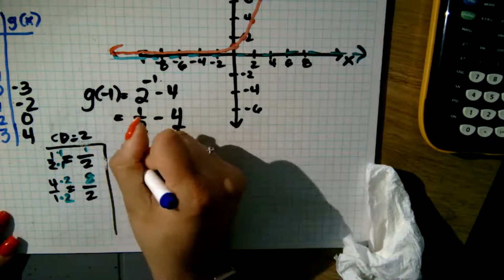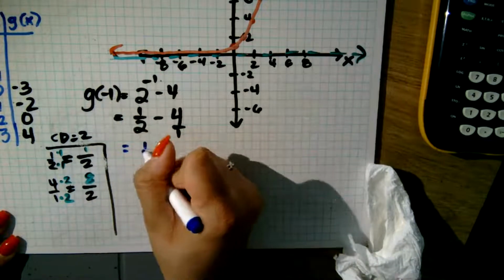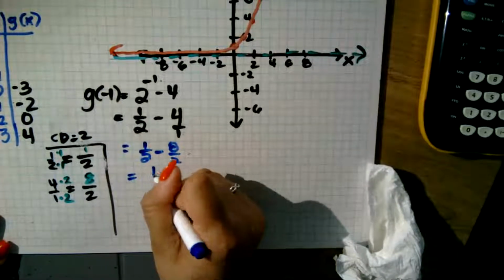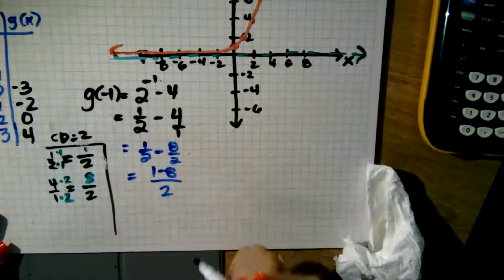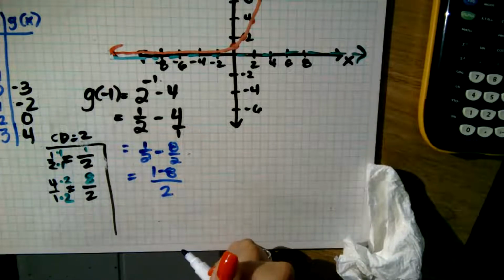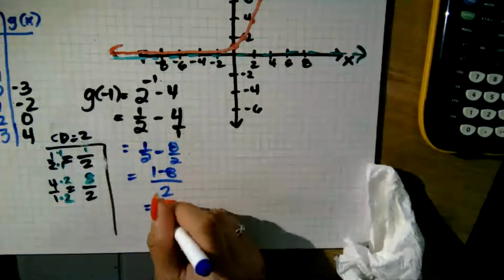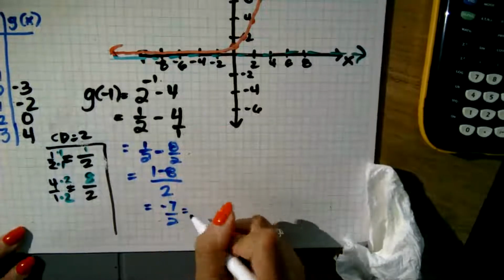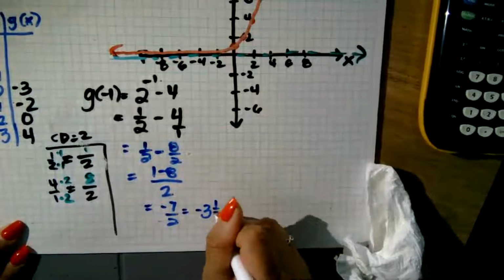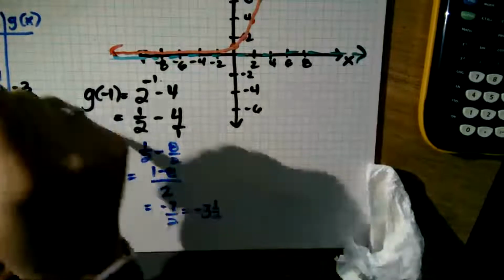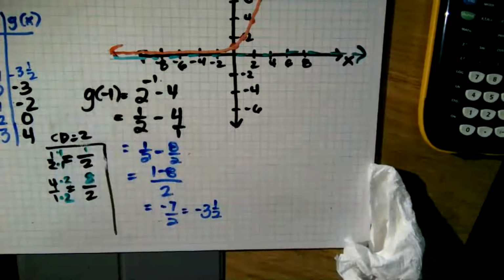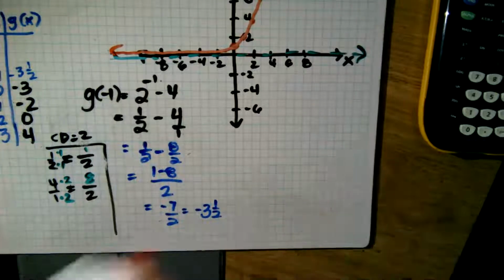So I now have 1/2 minus 8/2. What's 1 minus 8? That's now a numerator only analysis right there, because I now have a common denominator. And that gives me -7 over 2. -7 over 2 is the same as -3 and 1/2. Okay? So I'm going to put it right here. -3 and 1/2. Okay. Let's go ahead and do the next one.